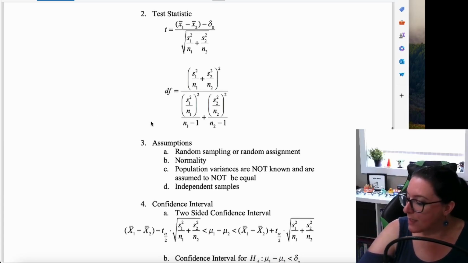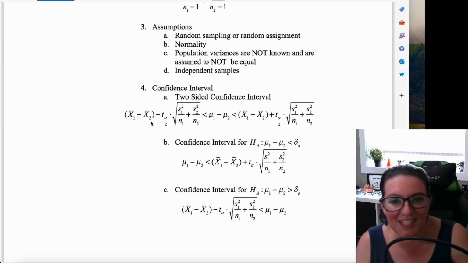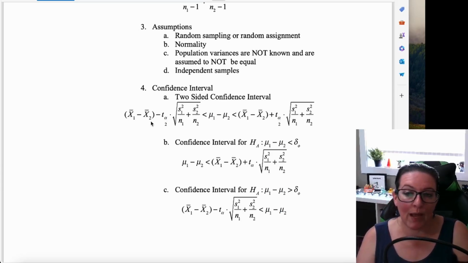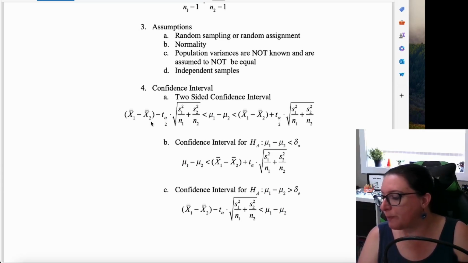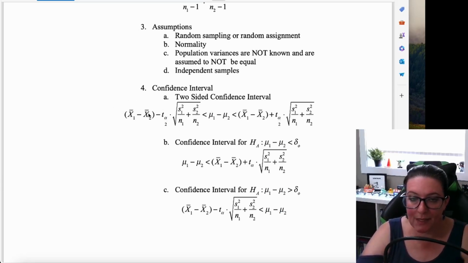Like all other hypothesis tests, we can also create confidence intervals from them, and those come from rearranging those test statistics. So we take our test statistic that you saw above, we rearrange it and solve for mu1 minus mu2. And so you can see here our confidence interval is the point estimate, here being the difference between the sample averages, plus or minus our critical value from the t-distribution times our standard error. And that t times the standard error is, of course, the margin of error. So it's the point estimate plus or minus the margin of error.